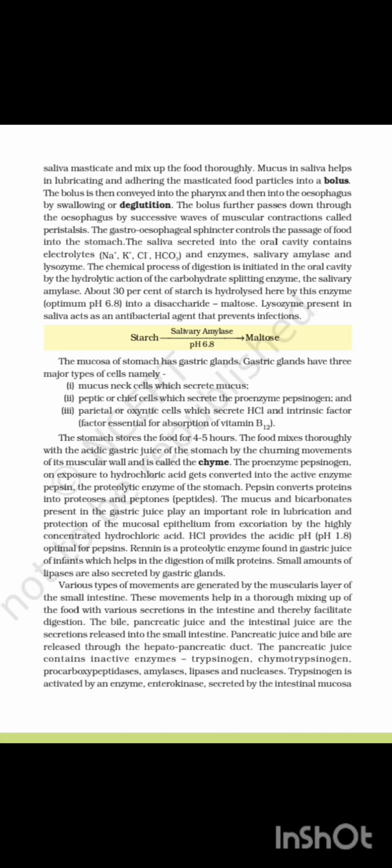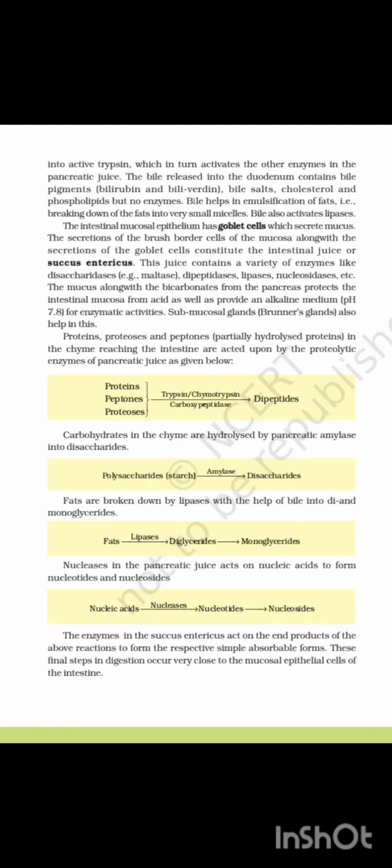The pancreatic juice contains inactive enzymes: trypsinogen, chymotrypsinogen, procarboxypeptidase, amylase, lipase, and nucleases. Trypsinogen is activated by an enzyme enterokinase, secreted by the intestinal mucosa, into active trypsin, which in turn activates the other enzymes in the pancreatic juice.